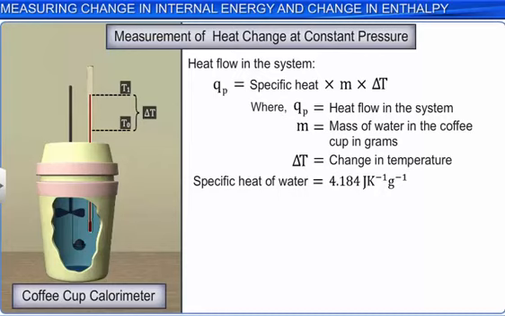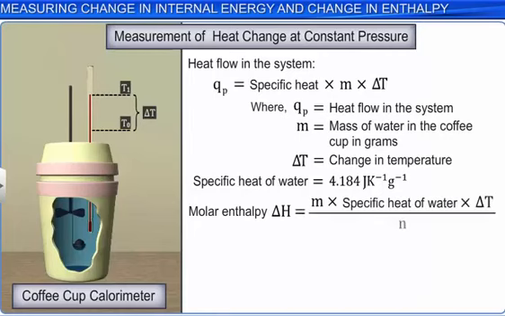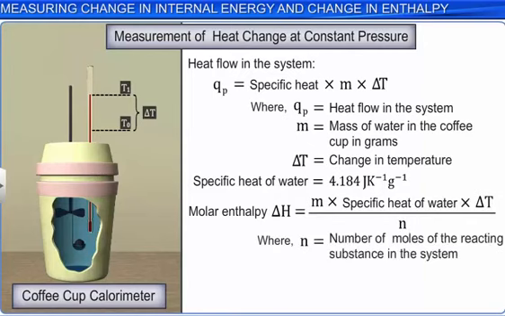Therefore, the formula for calculating molar enthalpy delta H of a substance is delta H = m × specific heat of water × delta T / N, where N is the number of moles of the reacting substance in the system. It is important to note that when heat is absorbed or evolved by the system at constant pressure, we are actually measuring changes in the enthalpy. Therefore, delta H = Qp.